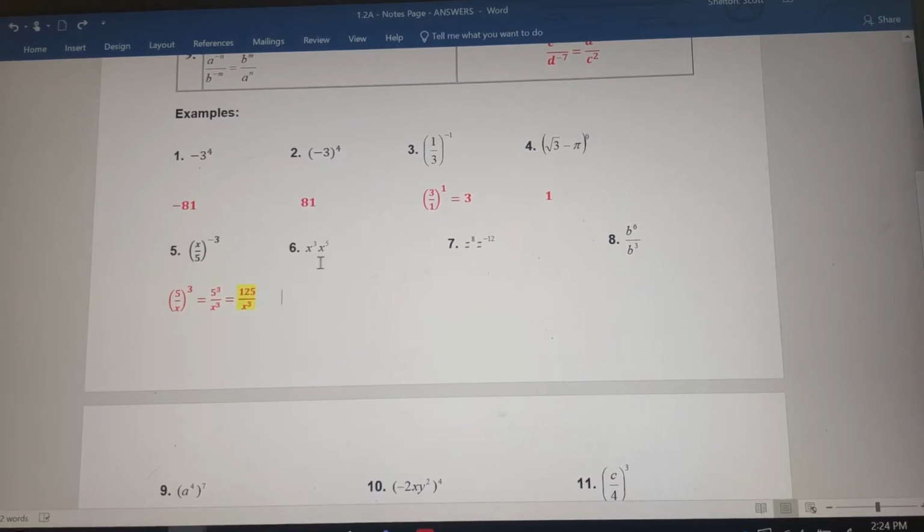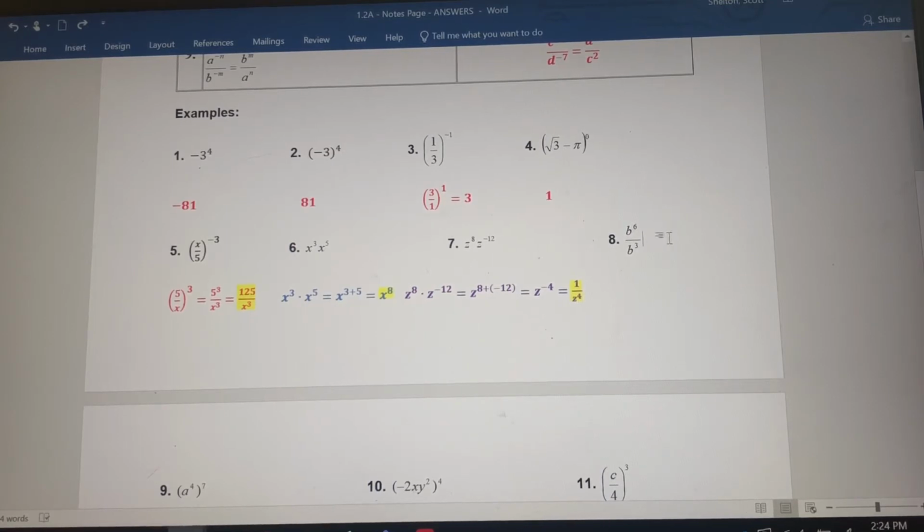Number 6, we've got a product of powers here. The base is the same, so I can just add those exponents, and that's going to give me x to the 8th. Number 7 is the same type of problem, but I'm going to have to add a step. I'm going to add those exponents, which gives me a negative exponent, z to the negative 4th. I can't stop with a negative exponent, so I need to, what we call, move that through the fraction. This z was in the numerator. I'm going to move it to the denominator, and the exponent changes from negative to positive. So the answer for 7 is 1 over z to the 4th.